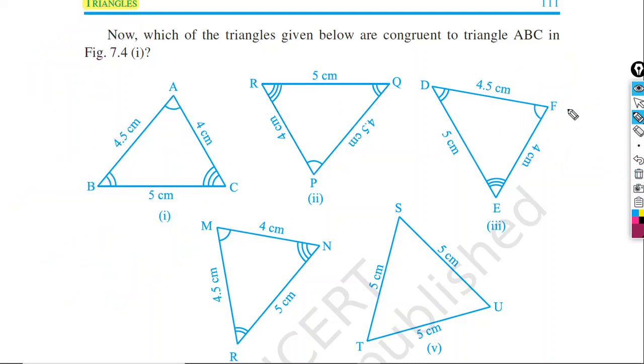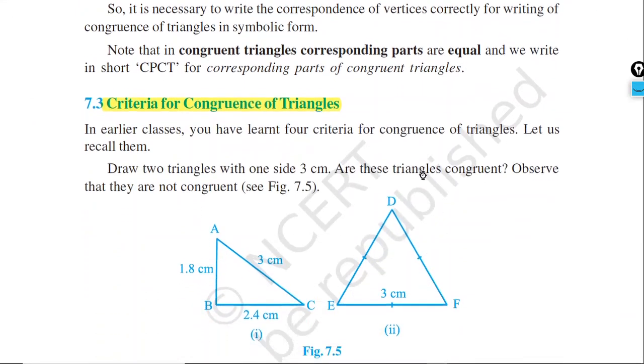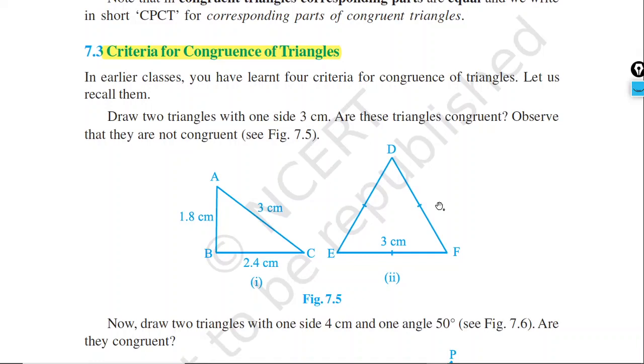Now we will move to the next part, criteria of congruency.